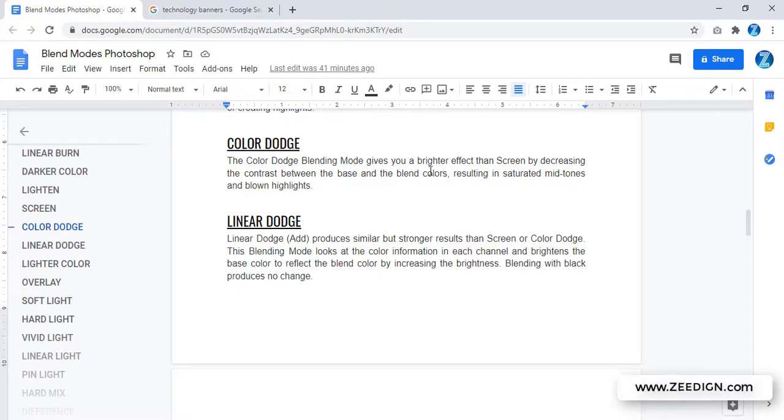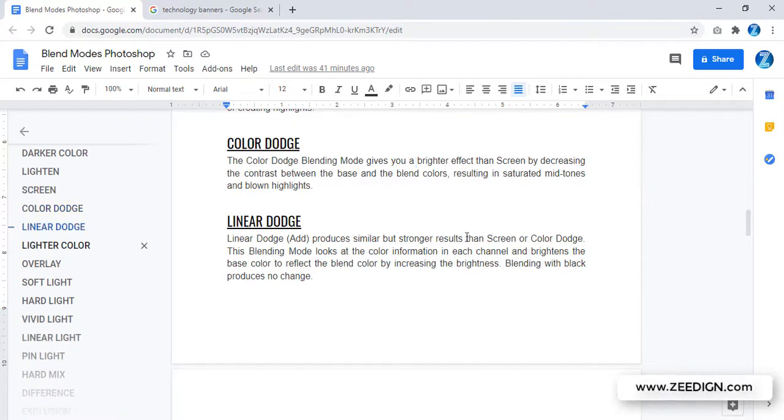So the color dodge blending mode gives you a brighter effect than screen, which means it is brighter as compared to the screen one, by decreasing the contrast between the base and resulting in saturated midtones. That's the key, saturated, which means more intensity of the colors. And then we have linear dodge. It is quite similar, but it has stronger results than screen or color dodge, and increases the brightness. It's just that it does not deal with saturation, and this one deals with saturation. That's what makes this one more colorful and this one stronger.